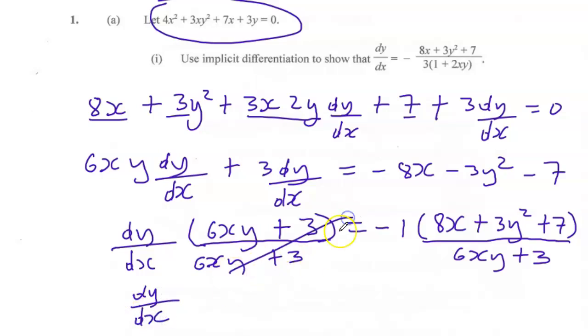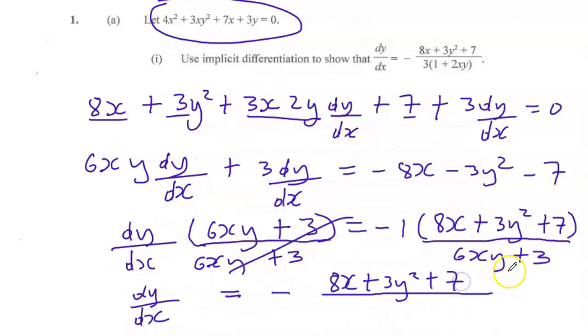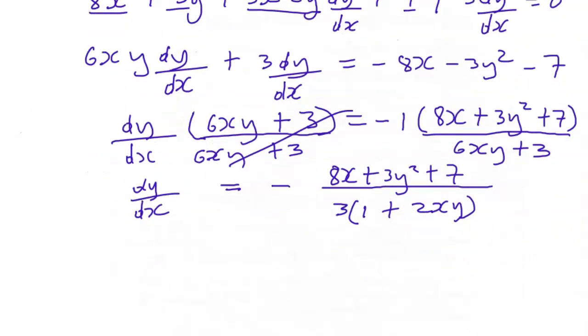So that is equal to, and of course we have minus, 8x plus 3y squared plus 7. In the denominator we can factor out 3. So we end up with 3 into itself is 1, and 3 into 6xy is 2xy. So we did the proof as we were asked to do. Next.